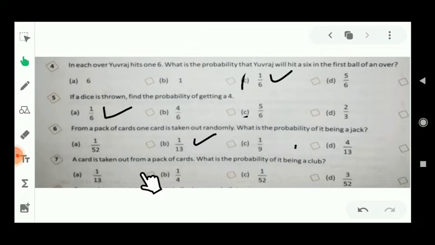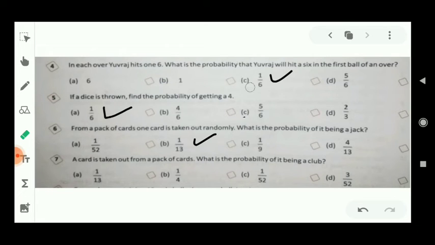Let's see the next question, that is question number 7. A card is taken out from a pack of cards. What is the probability of being a club? Student, as I told you in the previous question, the total number of cards is 52. So 52 should be noted in the denominator, and the club cards in a pack are 13. That means 13 should be noted in the numerator. And when we cancel it, its value will be 1 upon 4.